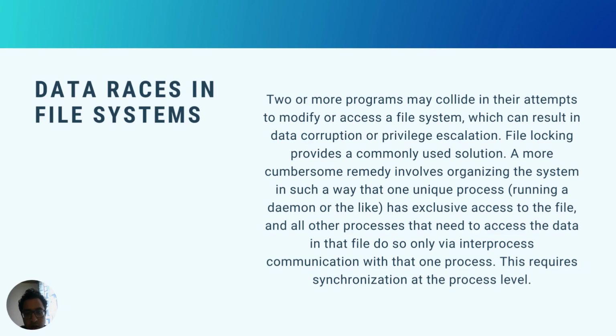A more cumbersome remedy involves organizing the system in such a way that one unique process, that is, running a daemon or the like, has exclusive access to the file, and all other processes that need to access the data in that file do so only via inter-process communication with that one process. This requires synchronization at the process level.